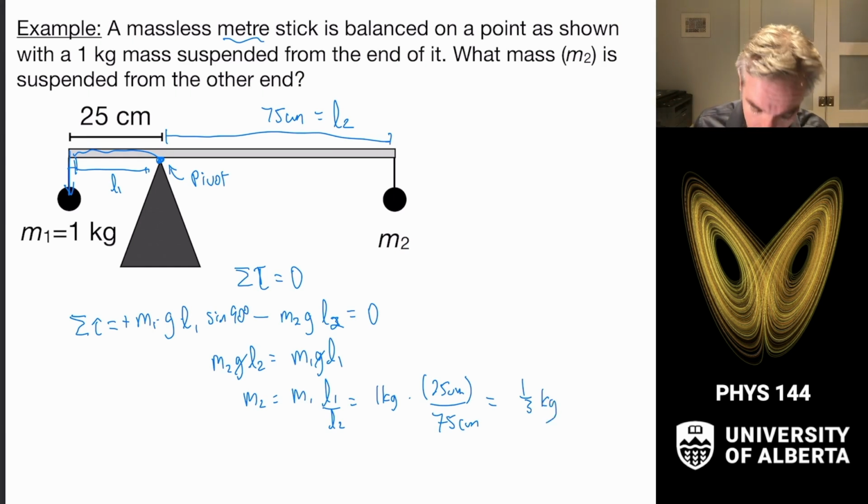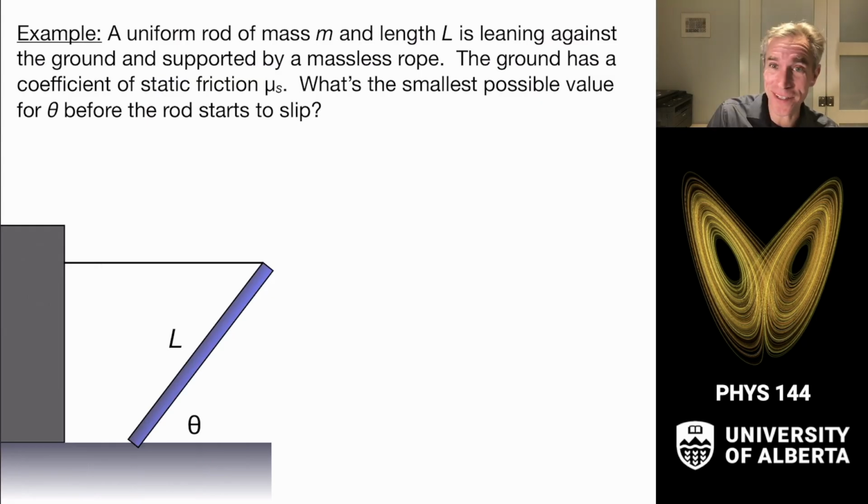Brilliant. Okay, so as kind of expected, the mechanics of statics give us the basic framework that we might examine. But then we can start getting into more interesting problems. So let's consider something a little more, I'd say, physics problem-y. Let's look at this uniform rod of mass m and length L that's leaning against the ground and is supported by a massless rope. The ground has a coefficient of static friction, μs, and we'd like to know what's the smallest value of theta that we have right there before that rod starts to slip.